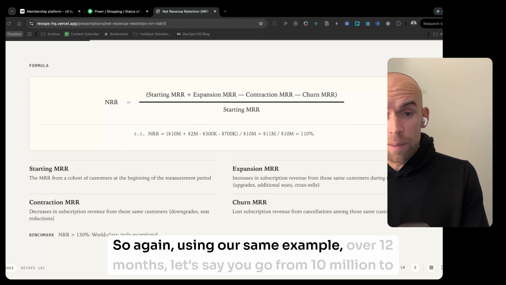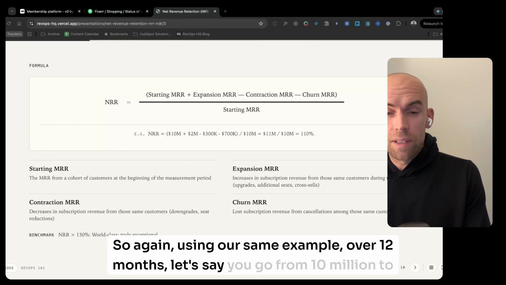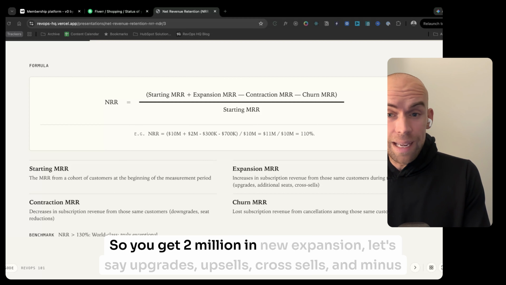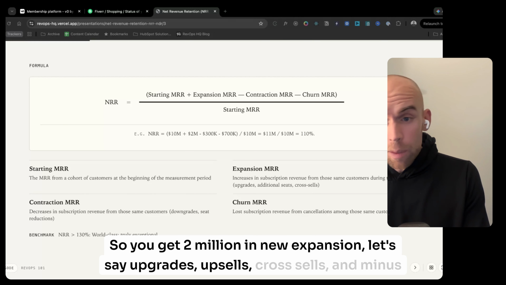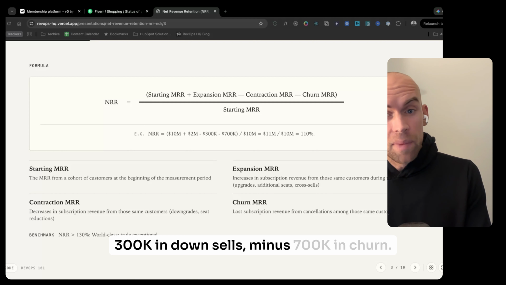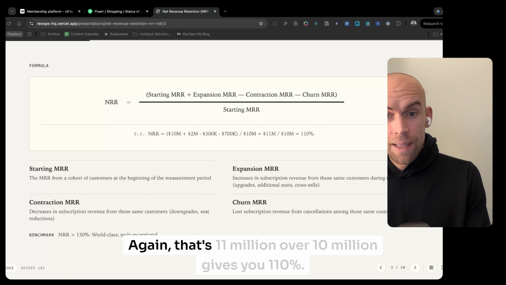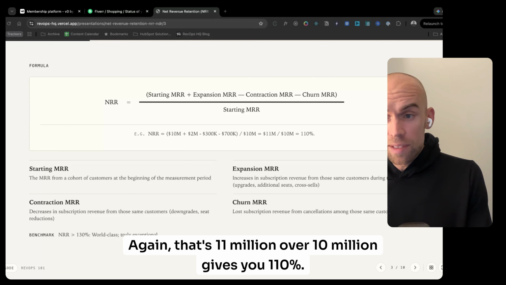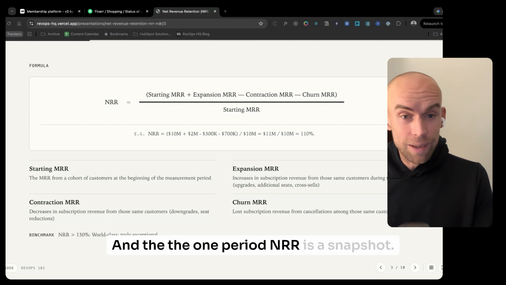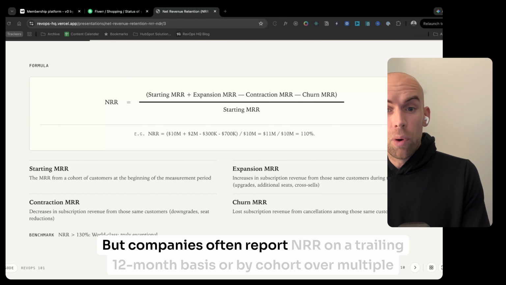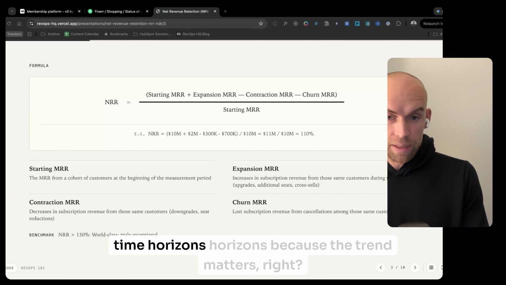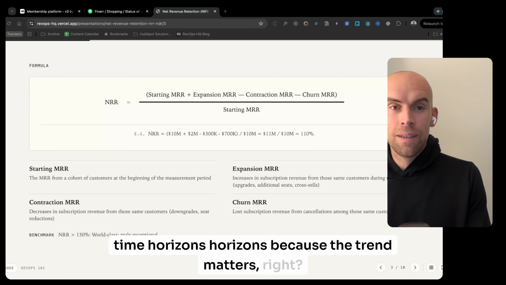So again, using our same example, over 12 months, let's say you go from 10 million to 12 million. Right. So you get 2 million in new expansion, let's say upgrades, upsells, cross-sells, and minus 300K in downsells, minus 700K in churn. Again, that's 11 million over 10 million, which gives you 110% NRR. And the one period NRR is a snapshot, but companies often report NRR on a trailing 12-month basis or by cohort over multiple time horizons because the trend matters, right? As much as the absolute number.